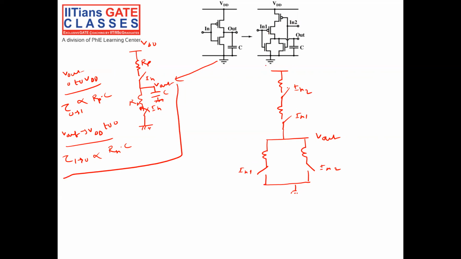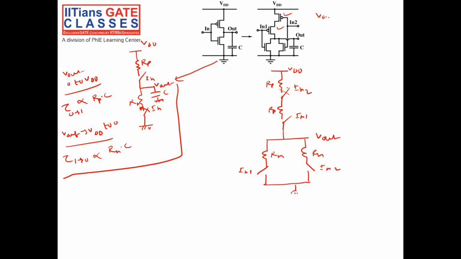In case of this one, suppose my output wants to go from 0 to VDD. When both in1 and in2 are on, when both these PMOS are on, then only I will get a path to charge from 0 to VDD. So when both are on, suppose this is RP, this is again RP, this is RN, this is RN. If both want to charge, this is the worst case.